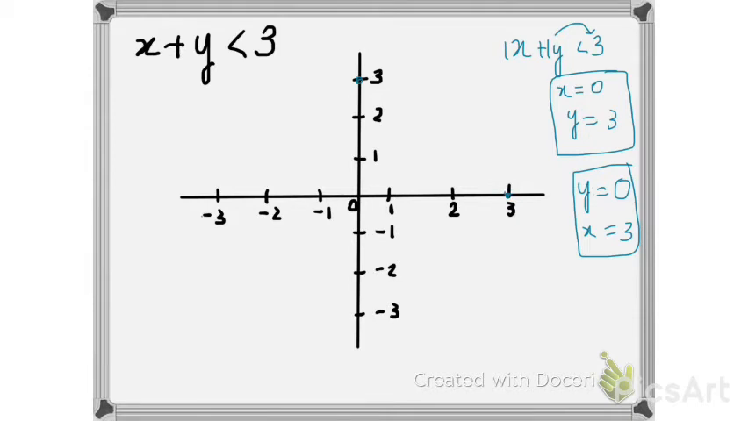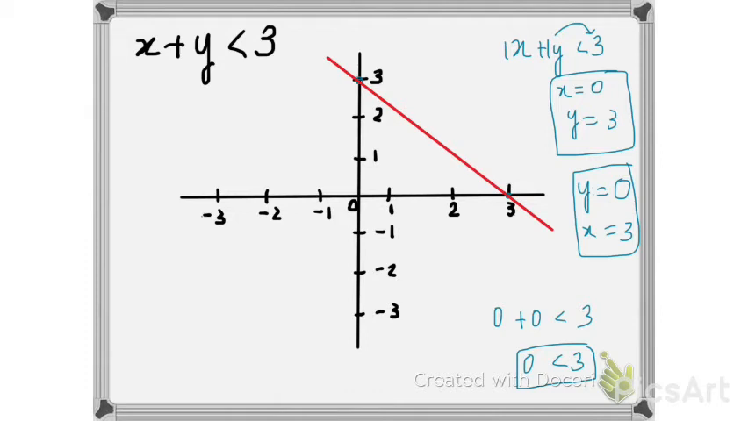So now we just need to graph this. We'll draw a line. Our line should join both the points. So this is our line. Now we need to know which side of the line we shade. If we shade this side or if we shade this side. To know that, we just need to put 0 in x and y. So it becomes 0 plus 0 less than 3, which means 0 less than 3. We need to identify if 0 less than 3 is true.